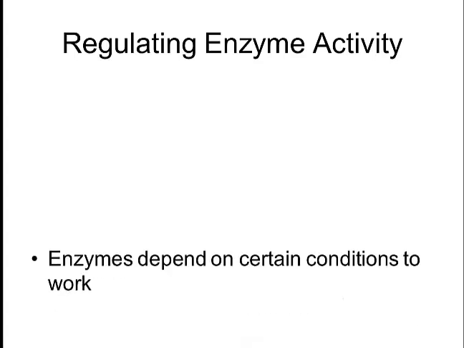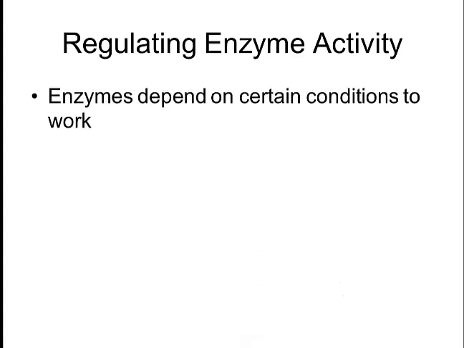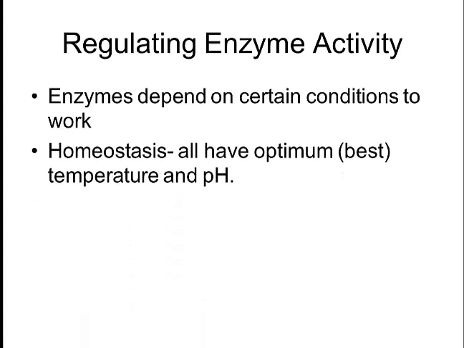So when we start to think about regulating our enzymes, we have to remember that enzymes are only going to work at certain conditions. And that is why living things need to maintain homeostasis. All enzymes have an optimum temperature and pH at which they will work, and if they are not at that optimum temperature or pH, they will not work correctly. That's why humans have to be around 98.6 degrees in order to function correctly, and we also have to be around a neutral pH because our enzymes have to work right, and if our enzymes aren't working right, then none of our cells can work correctly.